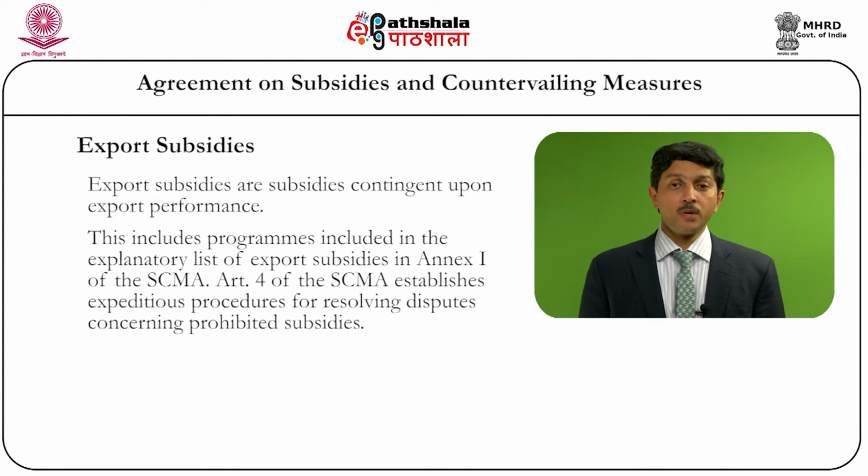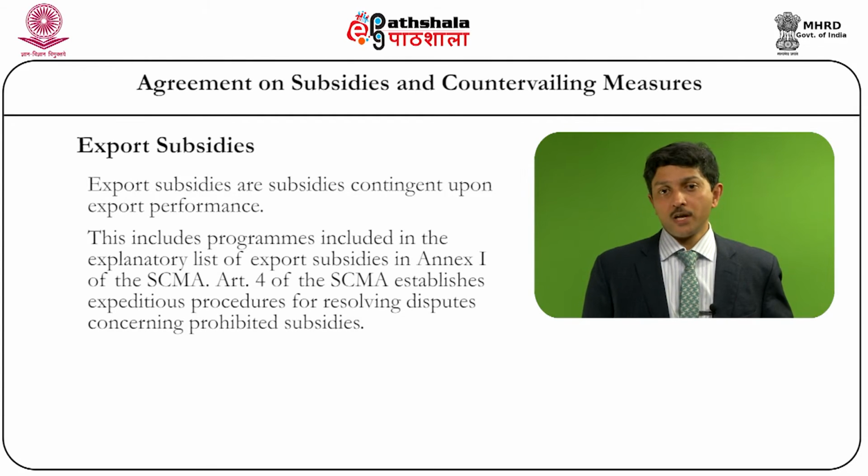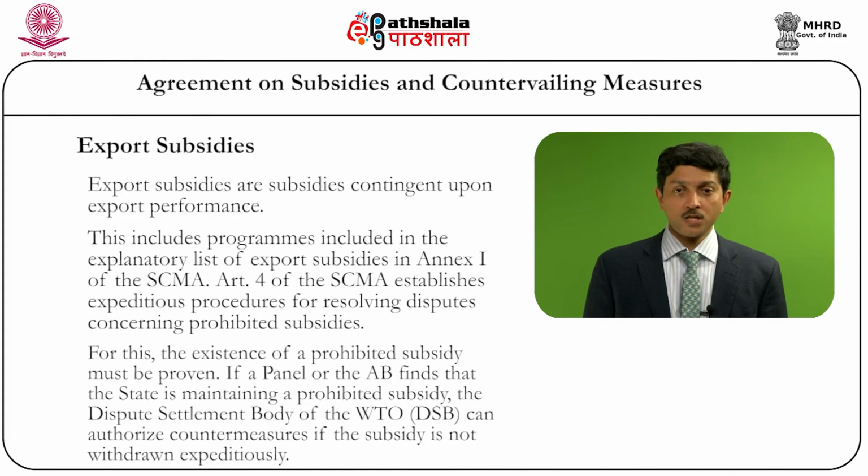Article 4 of the SCM agreement establishes expeditious procedures for resolving disputes concerning prohibited subsidies. For this, the existence of a prohibited subsidy must be proven. If a panel or appellate body finds that the state is maintaining a prohibited subsidy, the dispute settlement body of the WTO can authorize countermeasures if the subsidy is not withdrawn expeditiously.